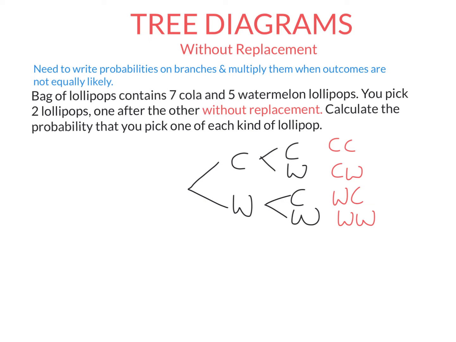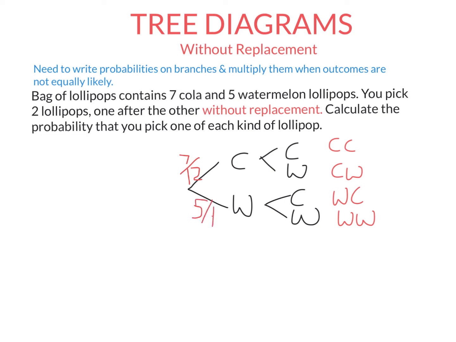Well, we discussed also in a previous video that what we do when the events aren't equally likely is we put probabilities on the branches and then we end up multiplying them. So for the first pick for cola and watermelon, the probability of getting cola is 7 over 12. There are 12 lollipops, 7 of them are cola, and 5 out of the 12 lollipops are watermelon.